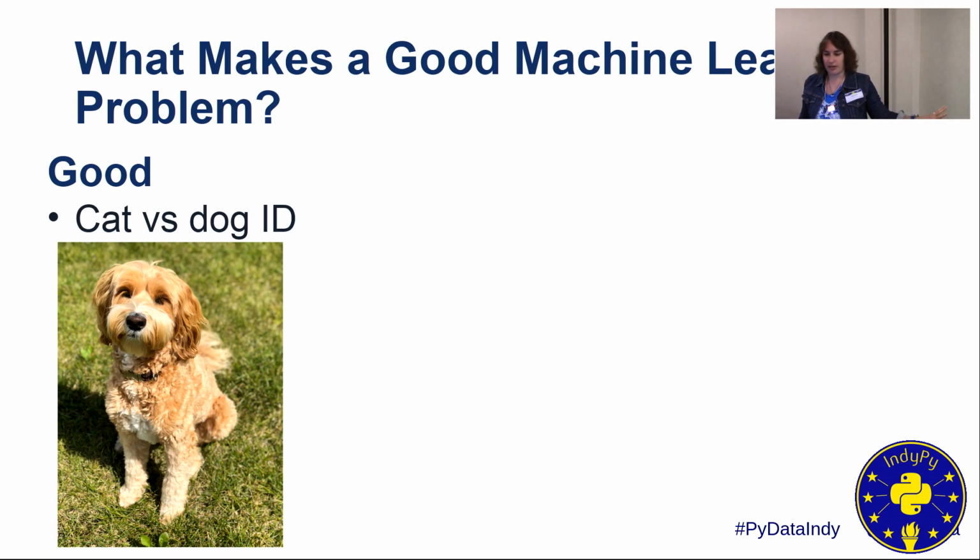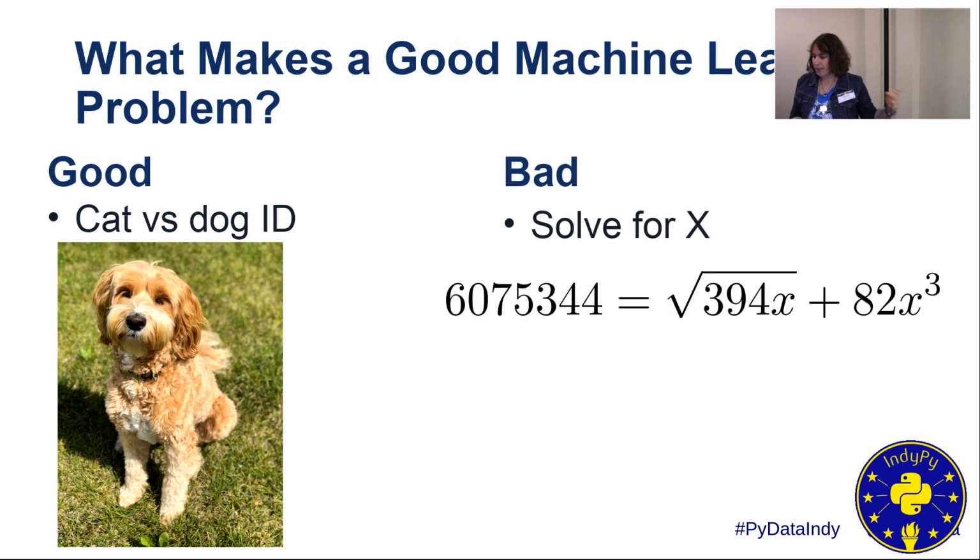But computers are really good at this. A bad use case would be solving a math problem. You look at this, and I don't know what the answer is. Well, I know because I wrote it down. It's about 42. But you look at this, and you have no idea what this is. I have no desire to solve it myself. But computers are really good at this.